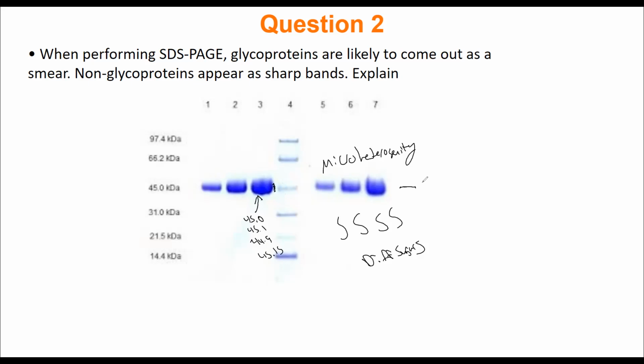While non-glycosylated proteins, proteins without sugars, the primary structure never changes. So they're all going to be the same weight regardless, right? And so you get this nice crisp band because every single copy would be 45. There's going to be no variability in that, so they're all going to appear at the same location.